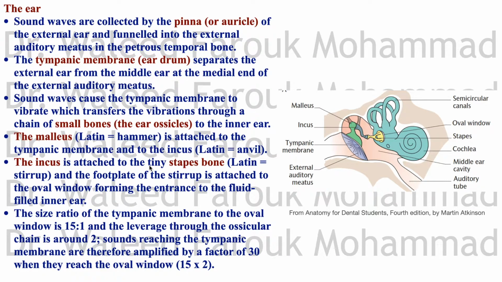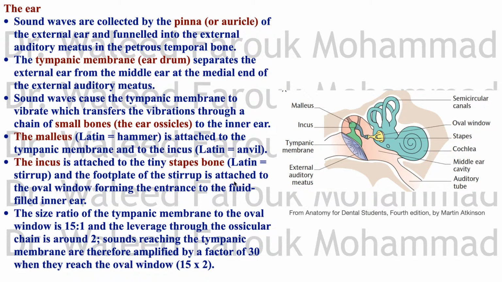Now, regarding the ear, sound waves are collected by the ear pinna or the auricle, and funneled into the external auditory meatus in the petrous temporal bone, as you all know. The tympanic membrane, which is the eardrum, separates the external from the middle ear at the medial end of the external auditory meatus. You can see the external auditory meatus here, and this is the tympanic membrane, and this is the middle ear cavity, and this is the inner ear labyrinth.